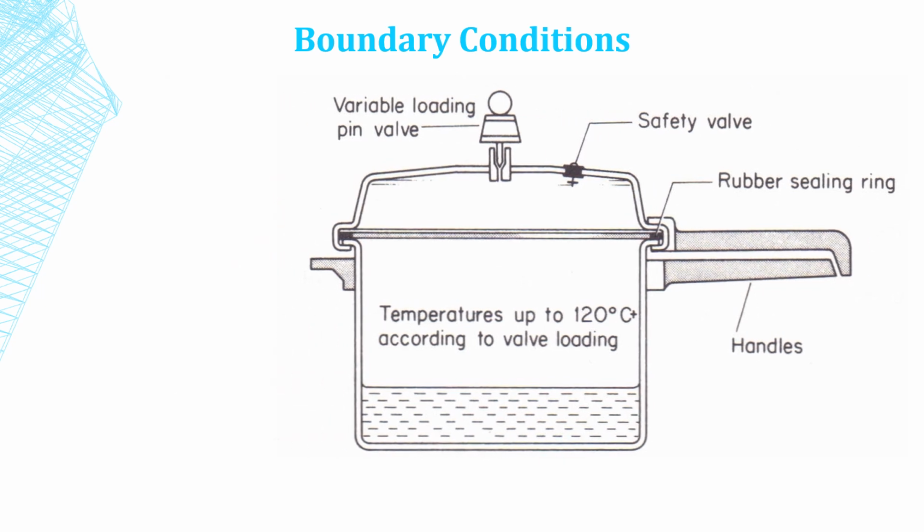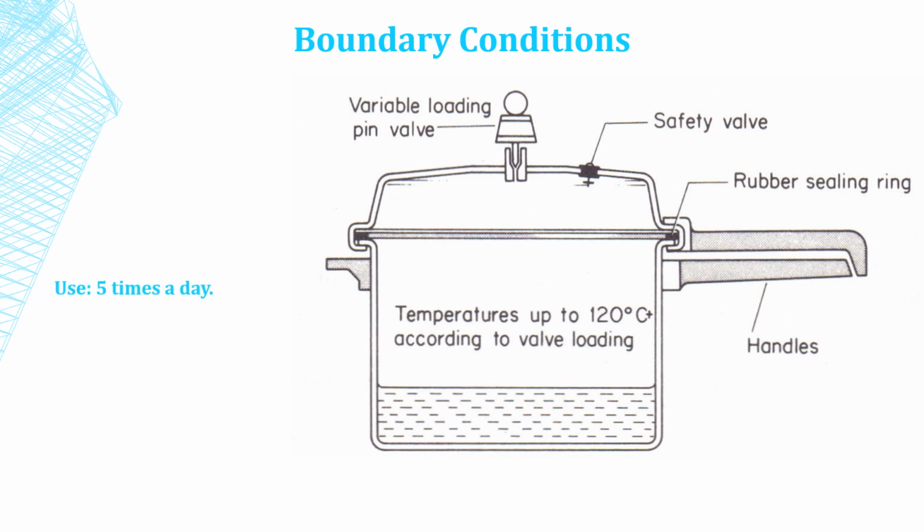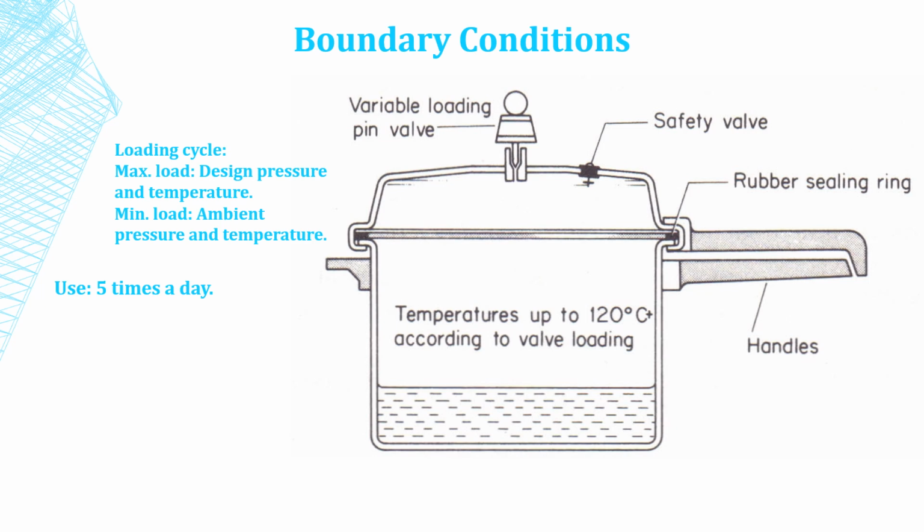Suppose people use the pressure cooker 5 times a day. So pressure and temperature will vary from design conditions or maximum conditions to ambient or minimum conditions. If the pressure cooker manufacturing company provides a 10 years warranty on the pressure cooker, then the pressure cooker needs to sustain the cyclic pressure and thermal loading for 18,250 cycles. This will be the fatigue life of the pressure cooker. Pressure cooker will rest on a gas stove. So the resting surface will be constrained in the vertical direction.